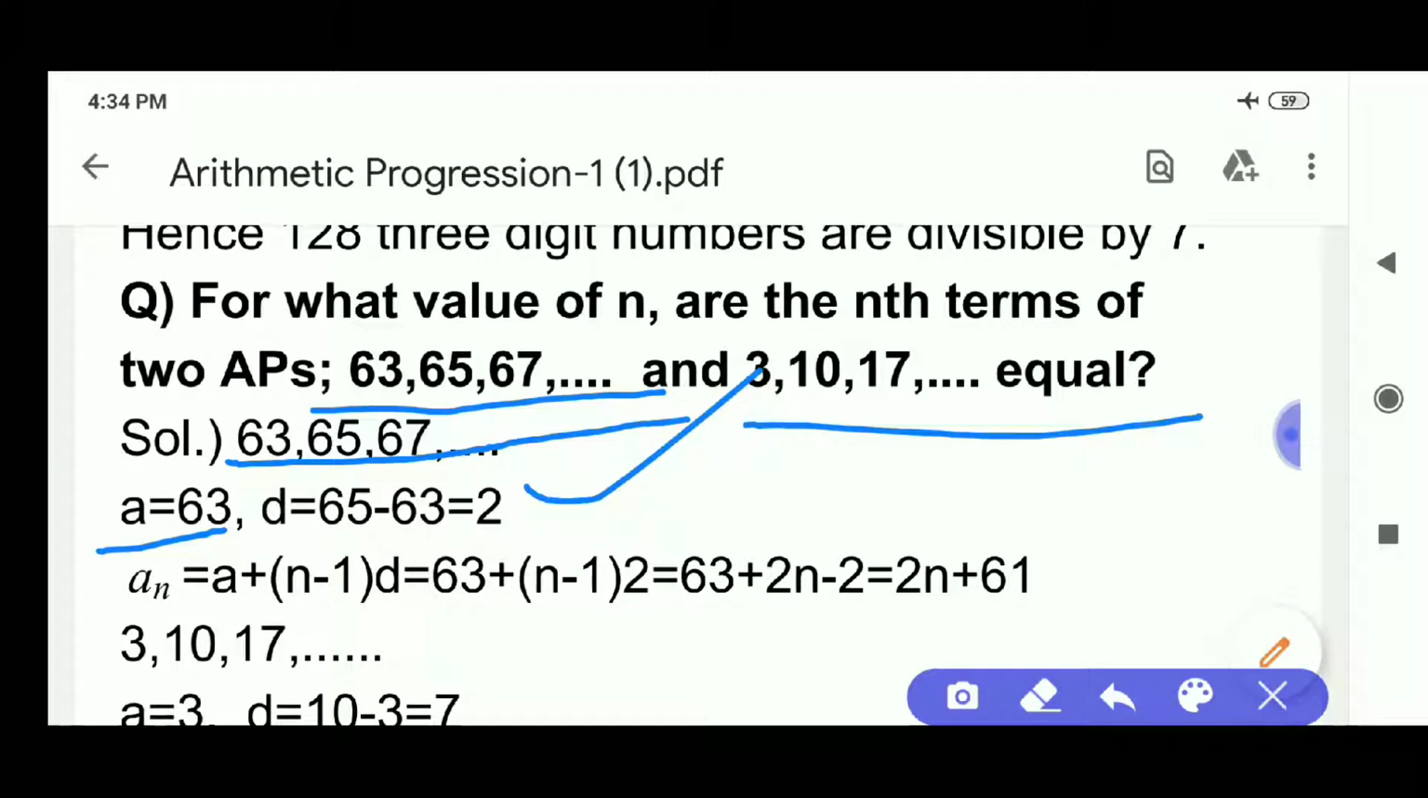Let the nth term be A plus n minus 1 into D, that is 63 plus n minus 1 into 2. By multiplication with 2 we get 2n minus 2. By simplification we obtain 2n plus 61.